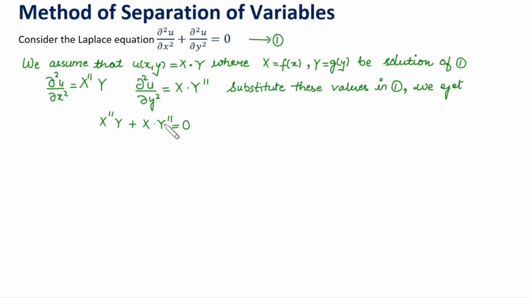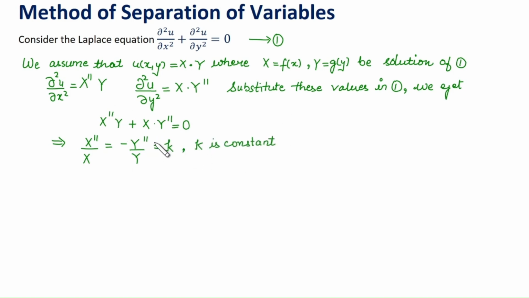From here we can do the separation of variable. Take all the terms of x on the left hand side and the terms of y on the right hand side. So this results in second order derivative of X divided by X is equal to minus second order derivative of Y divided by Y. We know this is a function of x and this is a function of y, and we are saying both are equal. This is only possible when this is equal to some constant, let it be k.